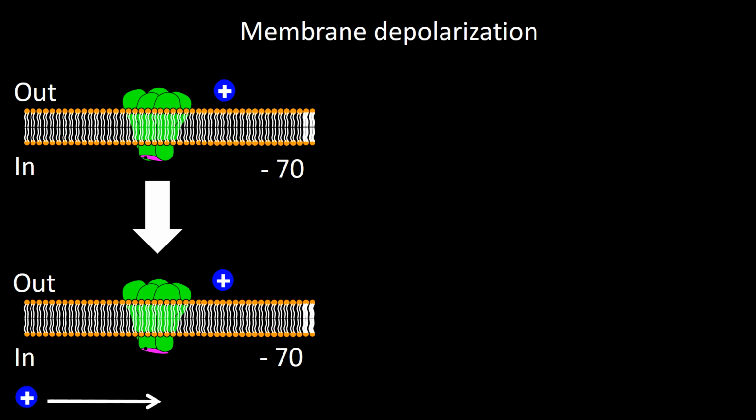1. The arrival of intracellular cations. 2. Their desire to leave the intracellular confinement, as indicated here, and 3. The repulsion of the positive charges on the outer surface of the membrane, as indicated in this frame. This process makes the inner membrane surface less negative, let's say from -70 to -40.